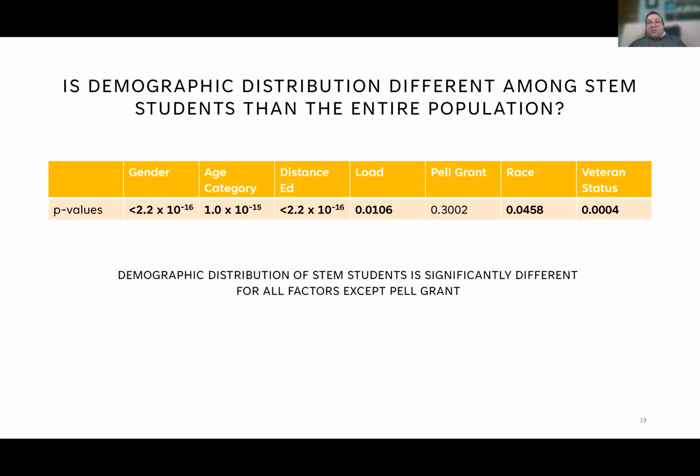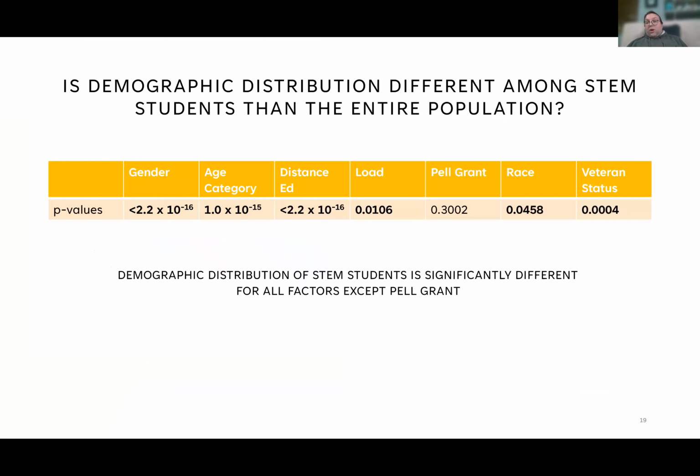So I ran Pearson's chi-square test using the null hypothesis that the distributions are not different. And except for the Pell Grant variable, you can see that the demographic distribution of STEM students was significantly different from the distribution of the general population described in the data set.